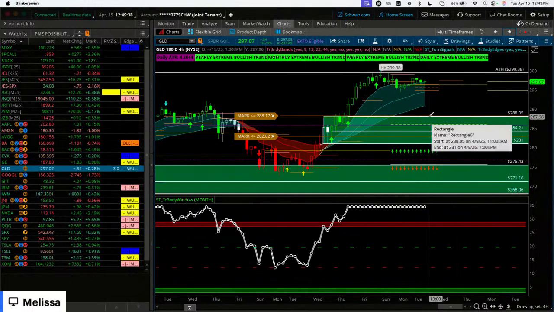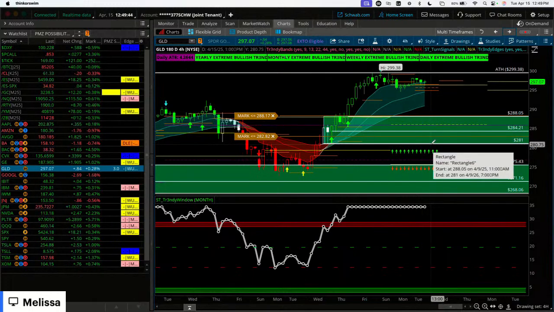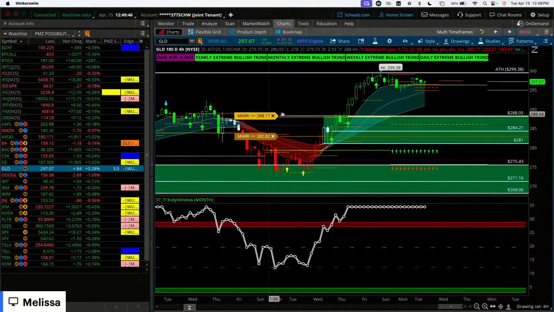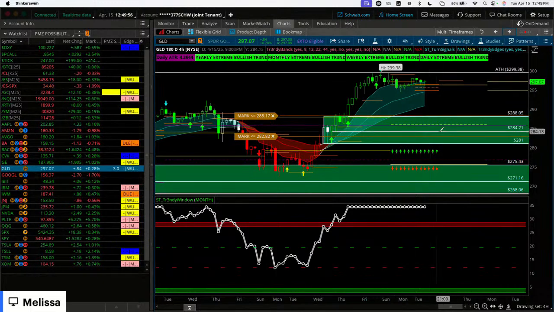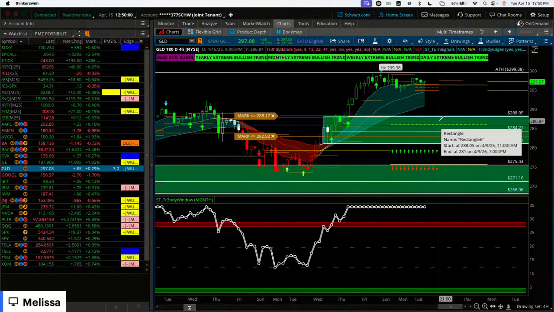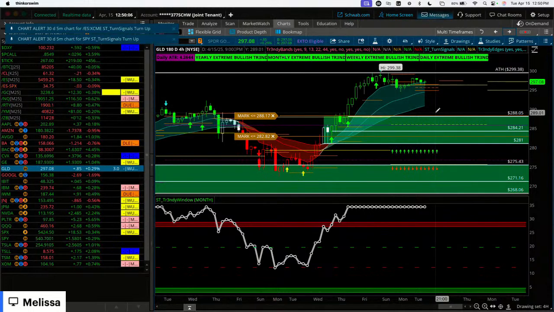Now looking at a 4-hour chart, you can see our demand zone on the 4-hour chart is 288.05 to 281.1. I also have an alert set here that if gold gets there, I would be alerted. It will say 4-hour demand, and I would go to a 4-hour chart, and I would look to take this trade out for a week to 2 weeks.